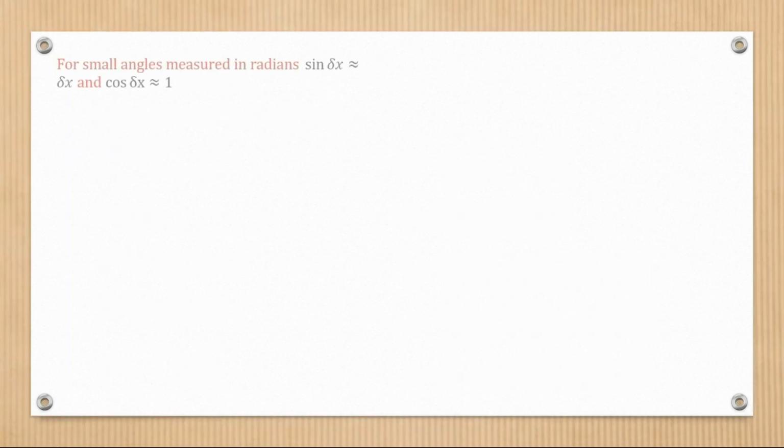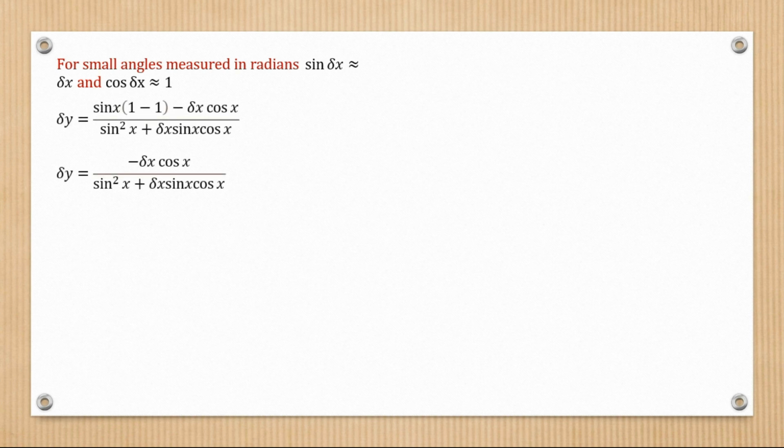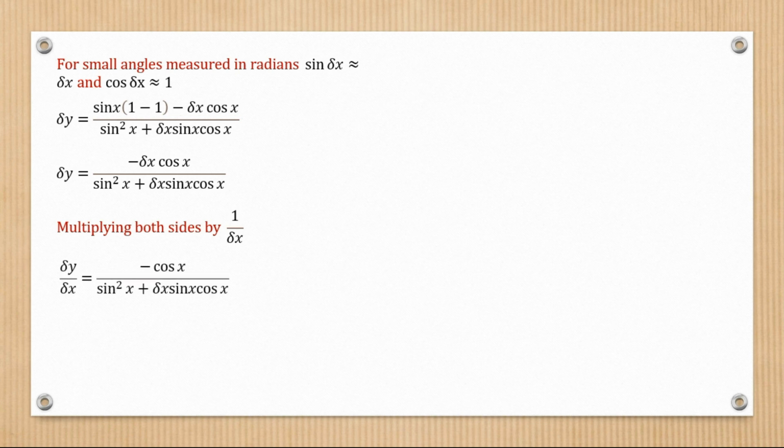So now we can introduce the knowledge that for small angles measured in radians, sine change in x is approximately equal to change in x, and cos change in x is approximately equal to 1. So now we'll be left with that. So now at the numerator, we'll be left with negative change in x cos x. So now next we can actually now multiply both sides by 1 over change in x, and this is what we are left with.